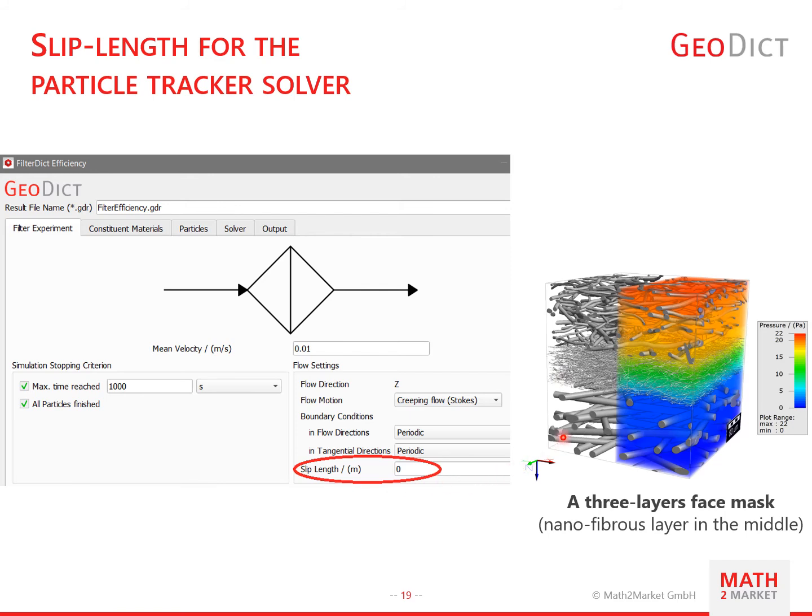This was already available in GeoDict 2020, and now in the new version, besides the FlowDict, the slip length can also be inserted in the FilterDict GUI, as you can see here. It means in the particle tracker solver, the slip length is of course correctly implemented, and not only the flow simulation, but also the filtration simulation through nanofibers can be done more precisely.